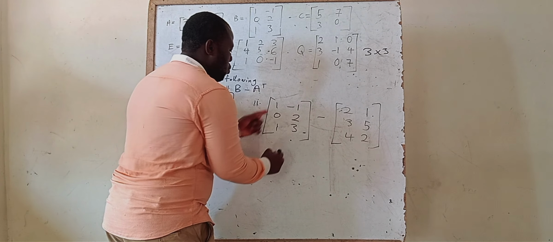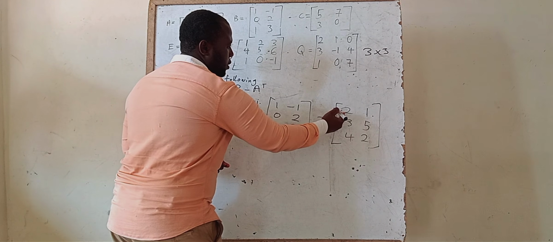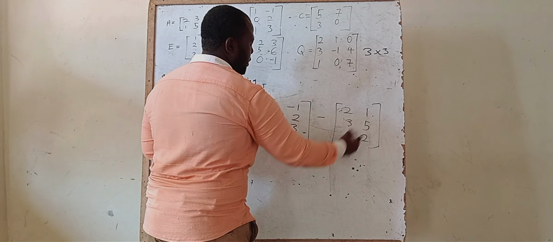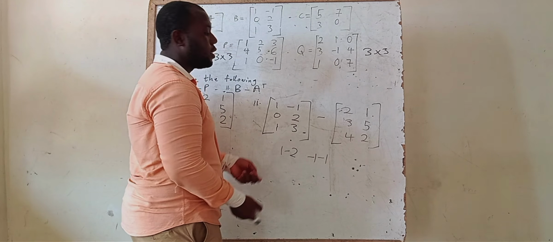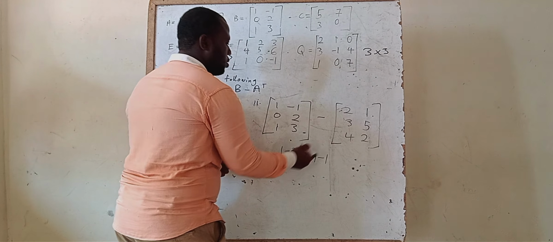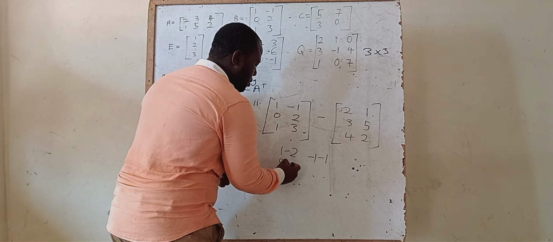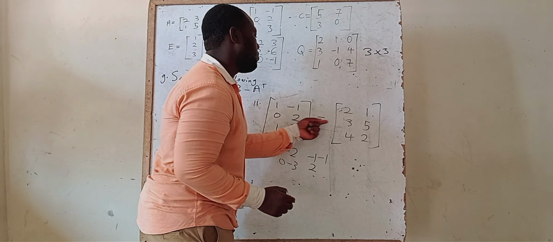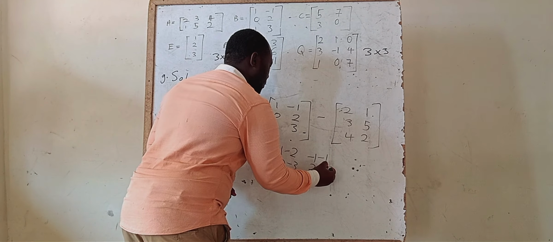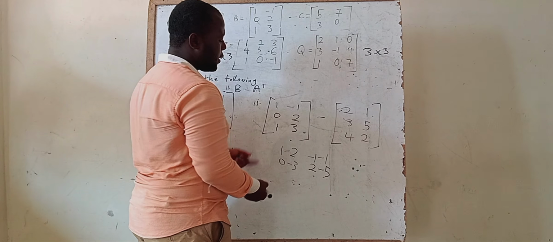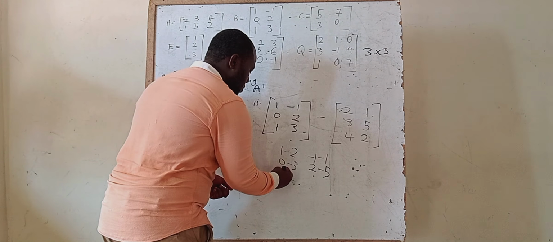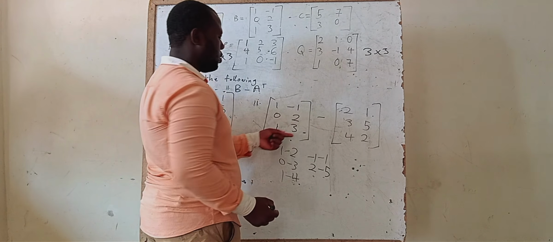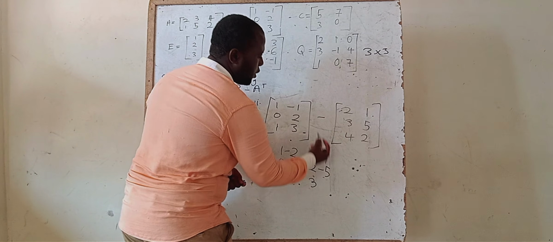So it will be 1 minus 2, negative 1 minus 1. Move on to the next row, 0 minus 3, 2 minus 5. We move on to the third row, 1 minus 4, 3 minus 2.